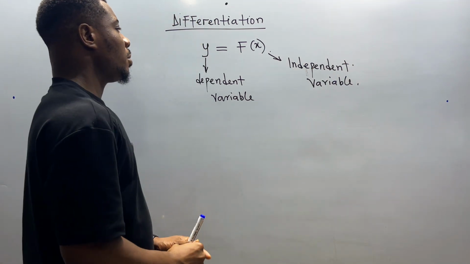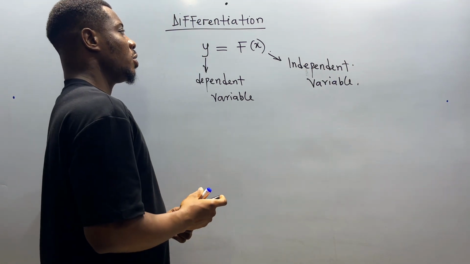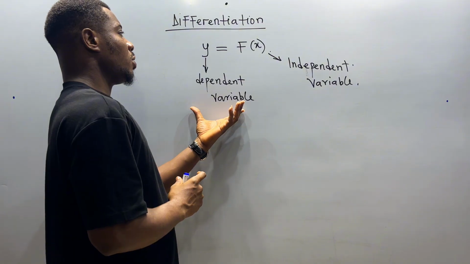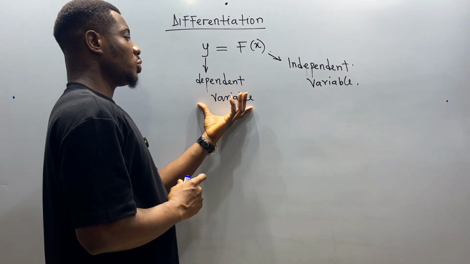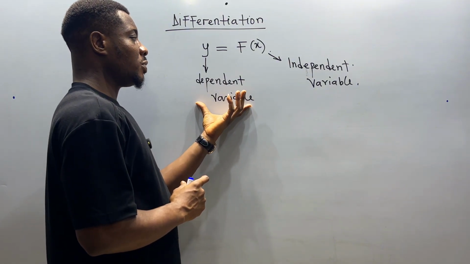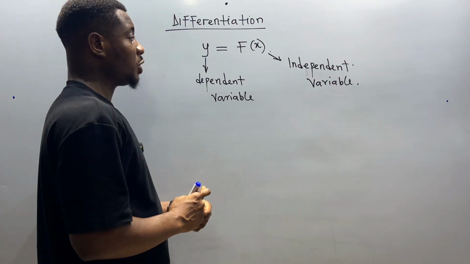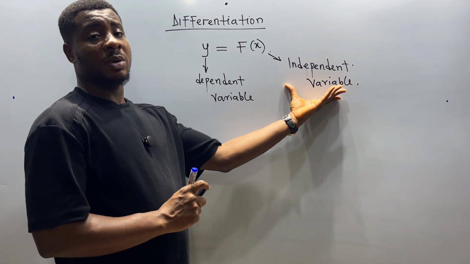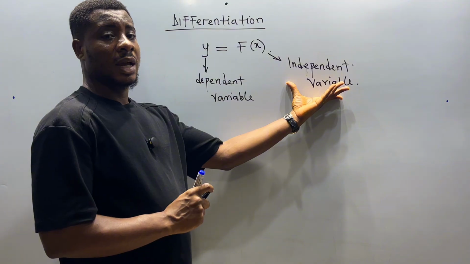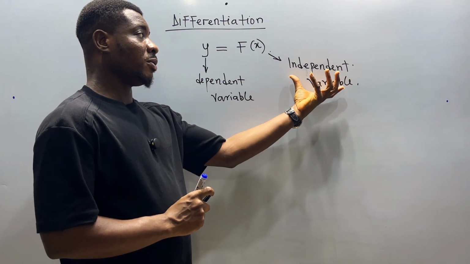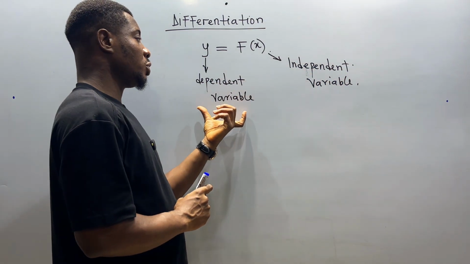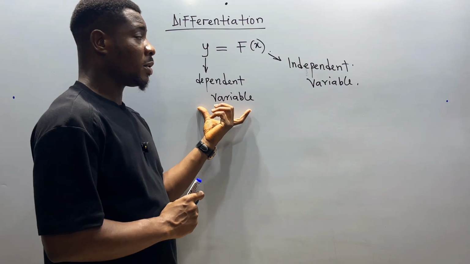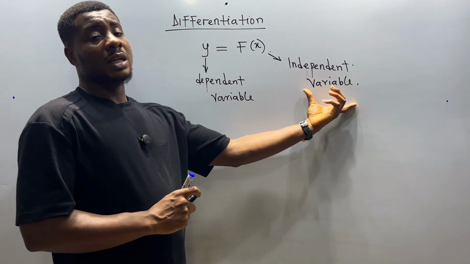Now, y is dependent because we cannot really choose its value freely, but x is independent. We can choose any value for x freely, but we cannot choose the value for y freely, because this is dependent and this is independent.